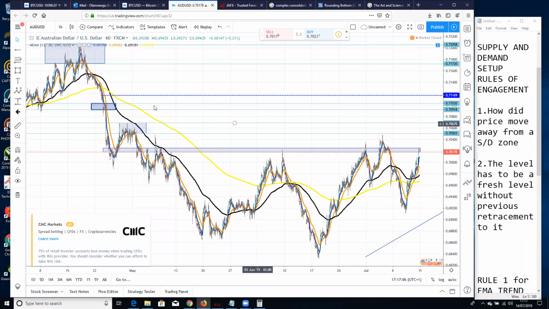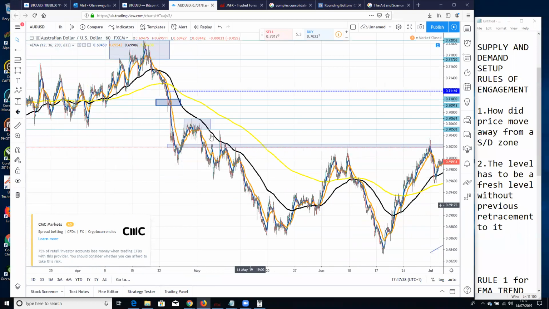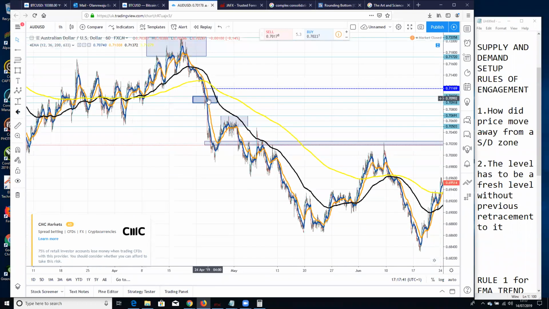So that's one zone. You can see we find a couple of zones, the zone over here and this zone over here. But I'll prefer to take the furthest zone, because this has shown me how far price moved away from the supply and demand zone. You can see we haven't come back to this zone since around April this year.